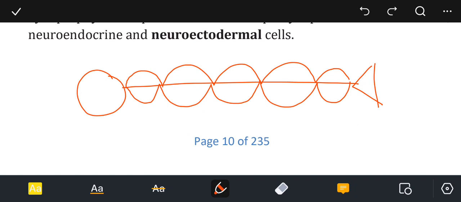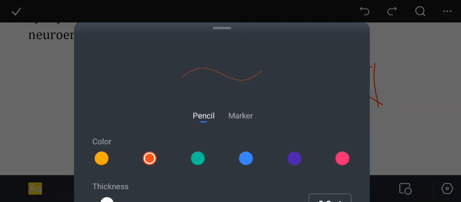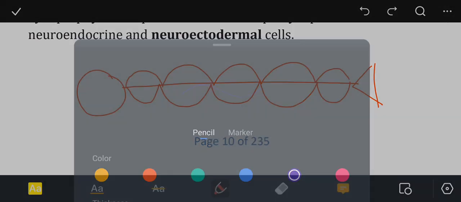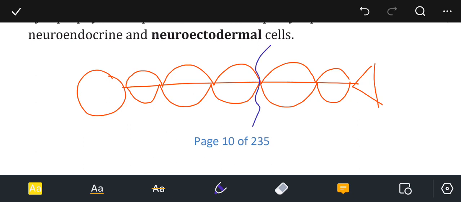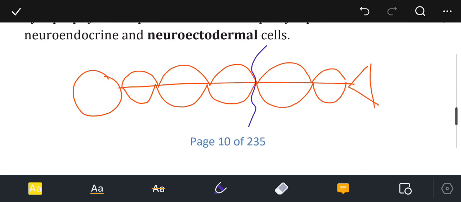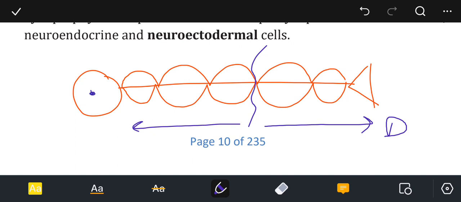Now suppose the injury has taken place over there. So what is the concept of distal and proximal? That is very important to be learned. If I say that this is the point of injury, then everything towards the axon terminal is distal to the point of injury, and everything towards the cell body is proximal to the site of injury.